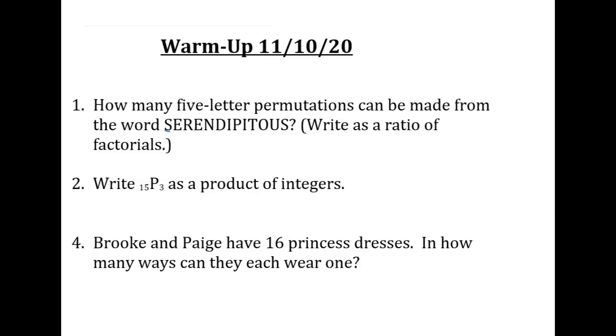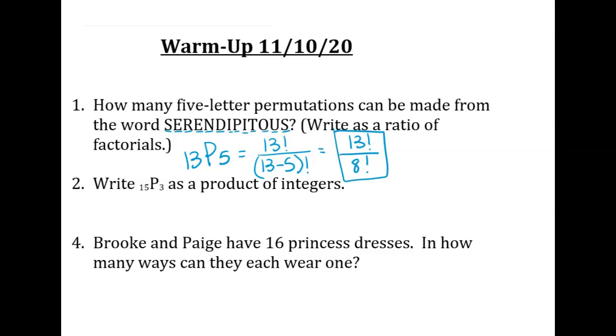So serendipitous has 1, 2, 3, 4, 5, 6, 7, 8, 9, 10, 11, 12, 13 letters. So we have 13P5, we're choosing 5. Ratio of factorials. So this is 13 factorial over (13 minus 5) factorial, which is 13 factorial over 8 factorial. Okay? So that's writing it as a ratio of factorials.